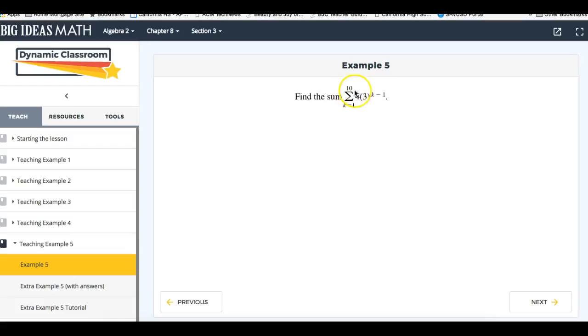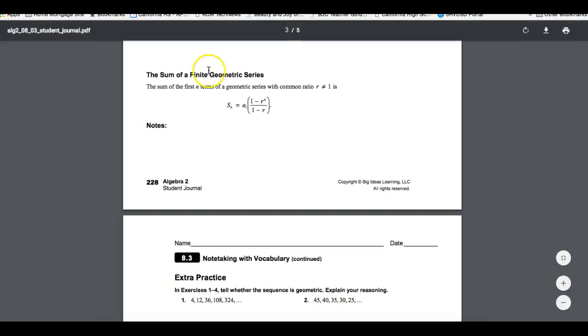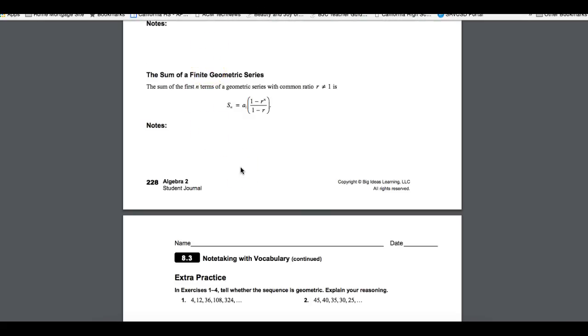So first thing, we look at our summation notation. We've got a lower limit of k equals 1 and an upper limit of 10. So we want to find the sum of the first 10 terms of this sequence that we have the rule for right here. Before we do that, let me show you the core concept here, the actual formula that we use to sum the first nth terms of a geometric series.